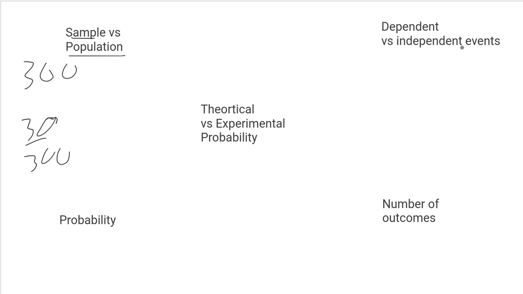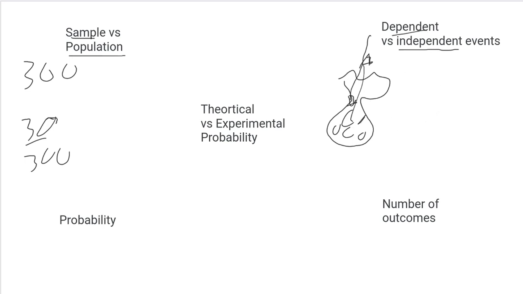Dependent versus independent events is, let's say I have a bag of marbles and they're all different colors, and I take one marble out, I see what color it is, and then I put it back in, and then I redo this experiment 5 times in a row. Those are independent of each other because it's the same experiment on repeat because I put it back in.